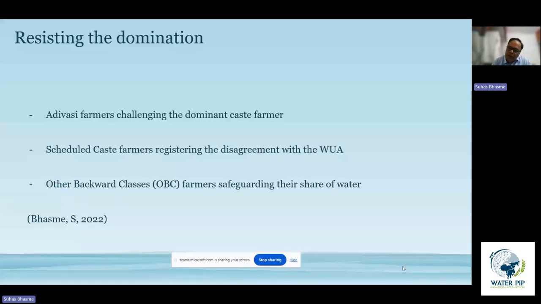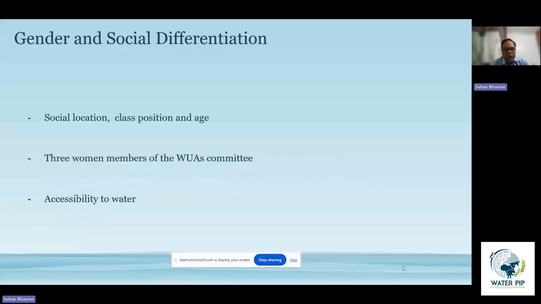Whereas what we find interestingly in the case of other backward classes is that most of the time they avoid having a conflict with the affluent classes. What they actually try to do is align with them, or at least try to navigate their way through the secretary of the water users association. So you find that caste functions also in terms of the way domination is resisted by different caste groups, irrespective of their small landholding sizes.